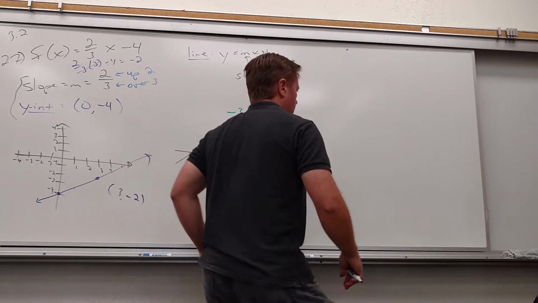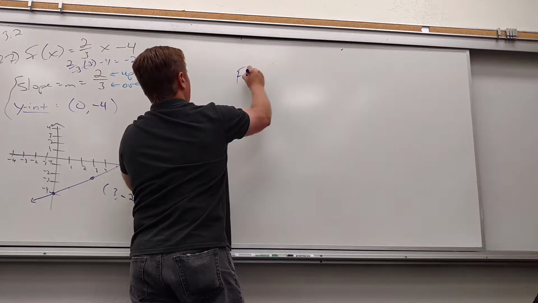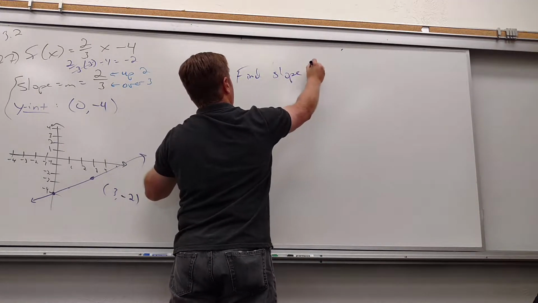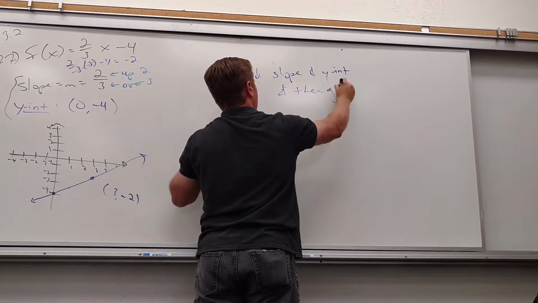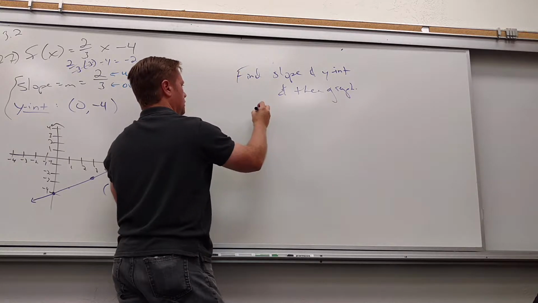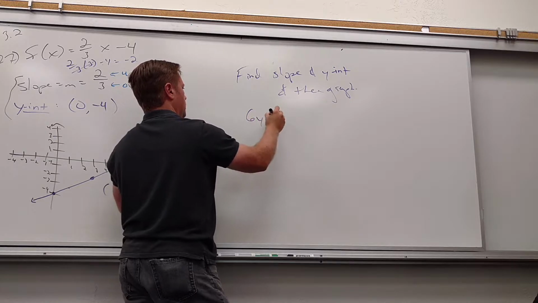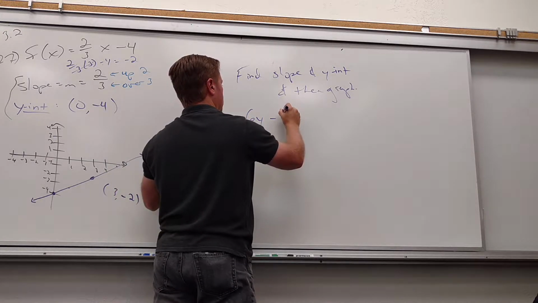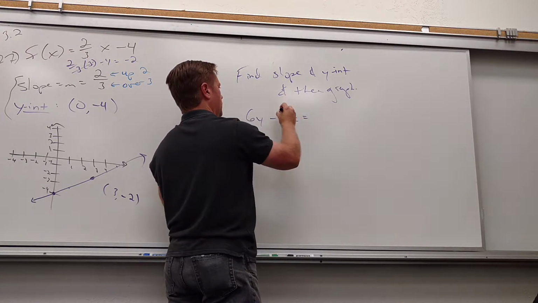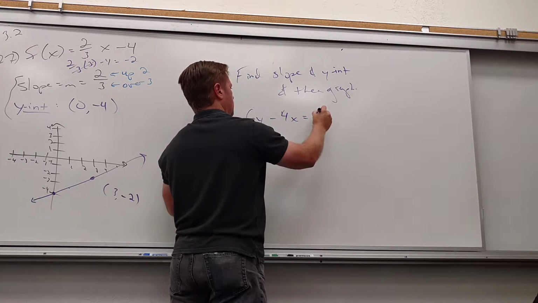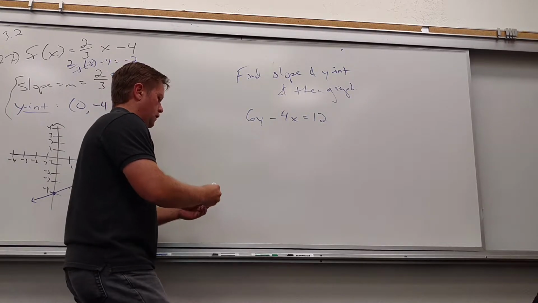If I gave you a problem like this here, find slope and y-intercept and then graph. I think I gave you one like this on the practice test. 6y minus 3x equals, let's make it 4x, equals 12.